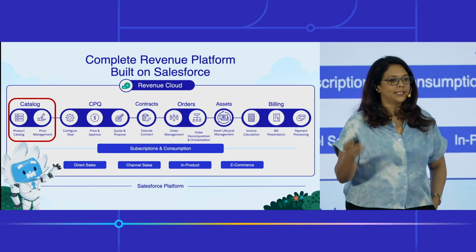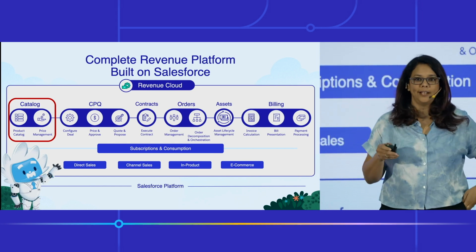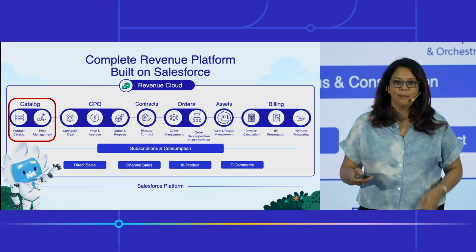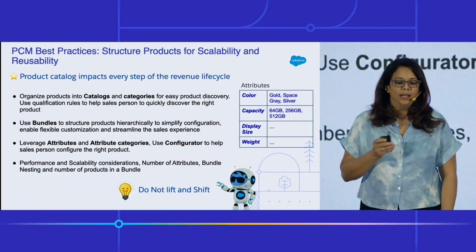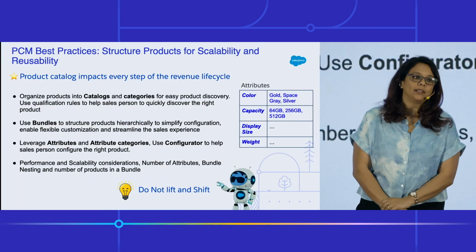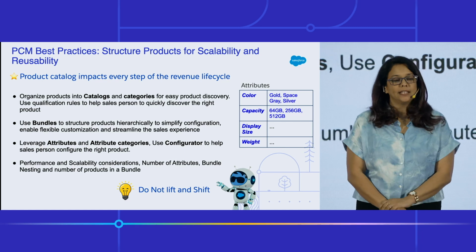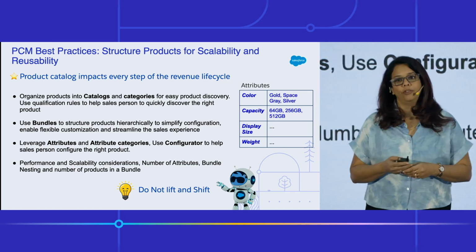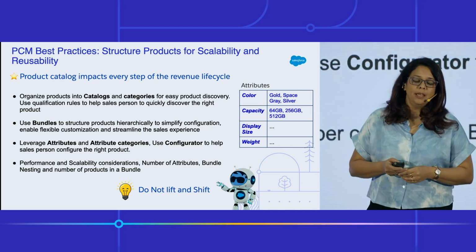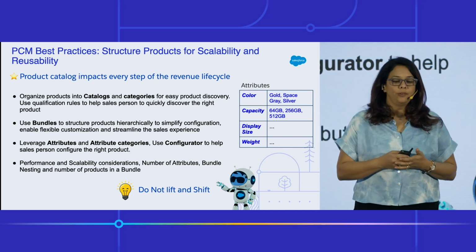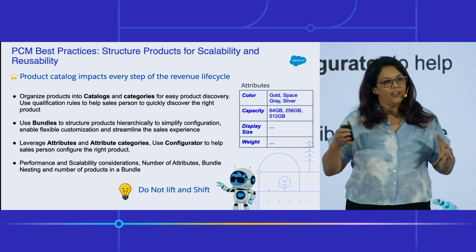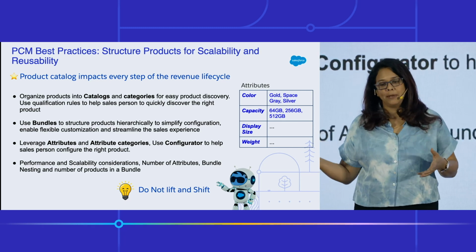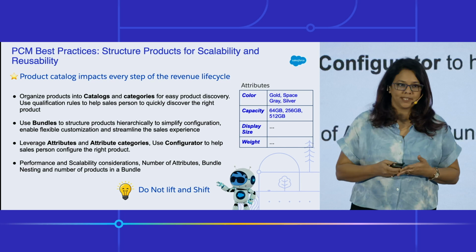So with that, let's dwell into the catalog side of it, the product catalog part of it. PCM, or the product catalog management, is the key for a good implementation of a Revenue Cloud platform. This product catalog impacts each and every part of the implementation. So it's important to get this right.